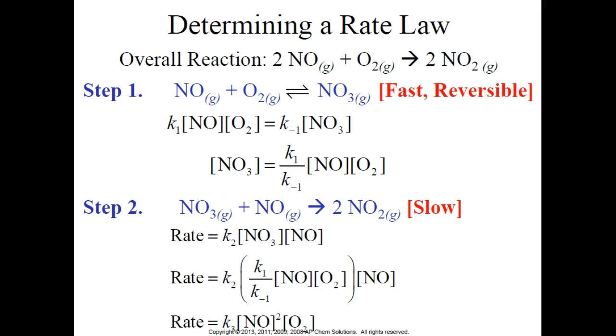Now, all that K1, K2, K-1, in your rate law there's just going to be a K. So if you want to simplify this process, if you've got an intermediate, set the concentration of the intermediate equal to what you got for the reactants, substitute it back in, simplify.